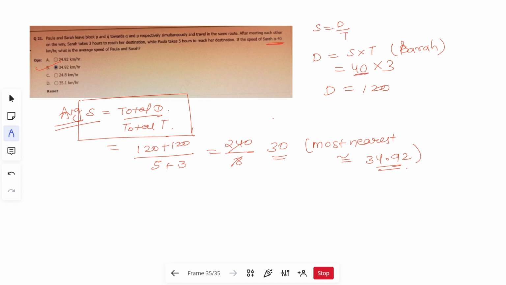Speed of Sarah is 40, and also we are given the time taken by Sarah. So time taken by Sarah is 3 hours. So when you solve it, you will get the distance as 120. Now, if you notice in the question, they both are moving from P to Q and Q to P.